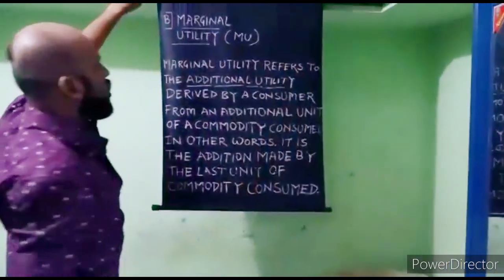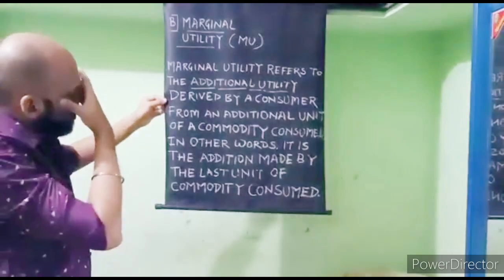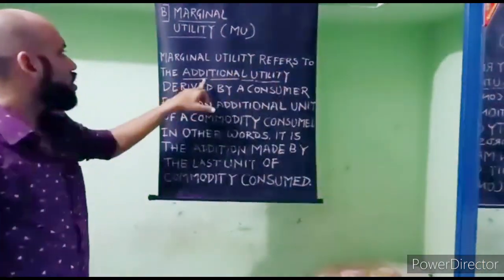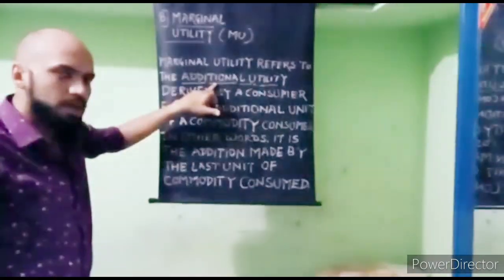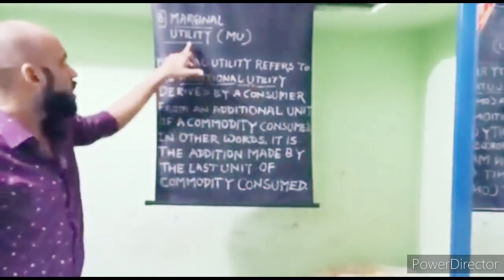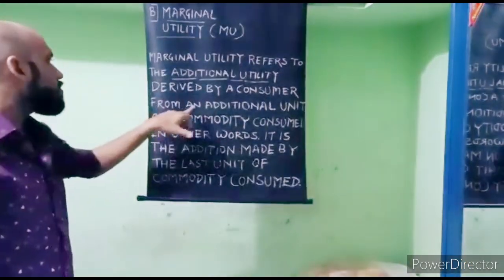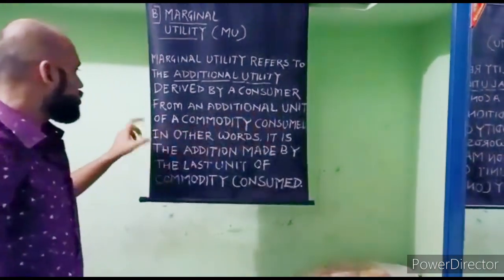Here we have marginal utility. This is a second important concept. If you see, marginal utility relates to the additional utility. This term is very important: additional utility. What is marginal? It is the additional utility derived by a consumer from an additional unit of a commodity consumed.